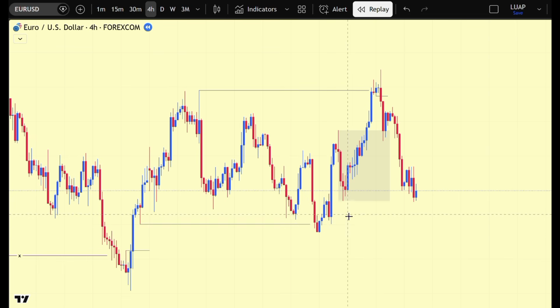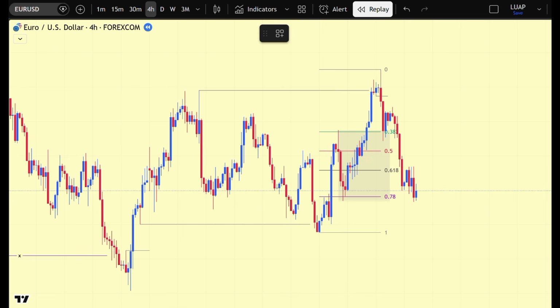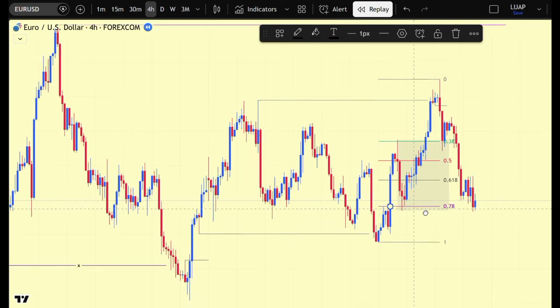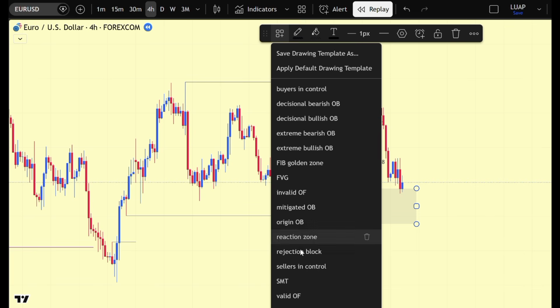Below here, I don't see any valid order block actually. So maybe if I get to see a second leg created after price has made it to the 78, okay, so price has made it there. So anywhere here, if I see a second leg, I might consider taking that entry. So anywhere here, if price makes that second leg, I will consider taking that entry.